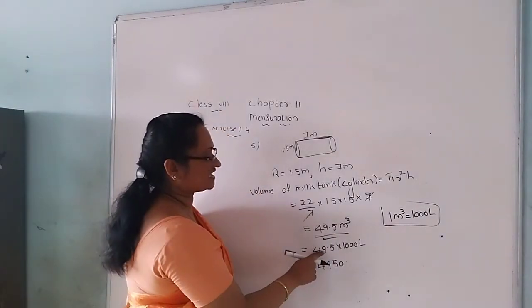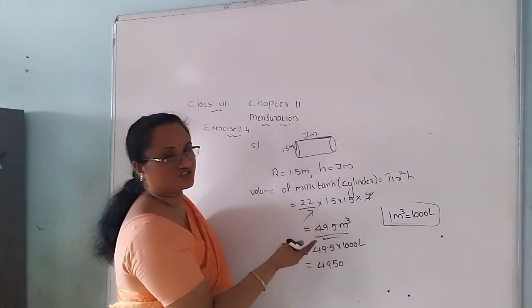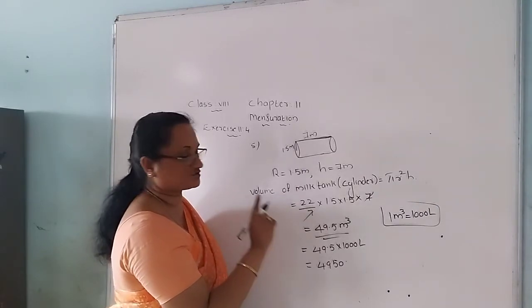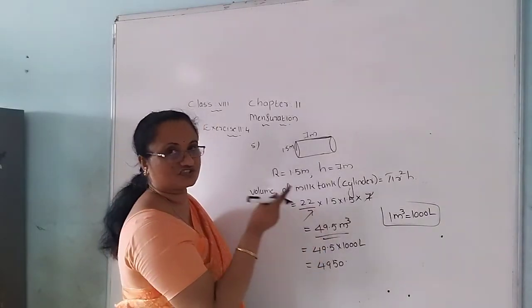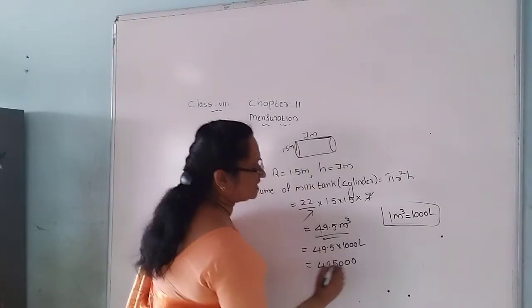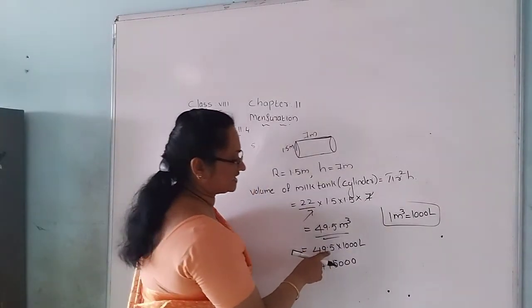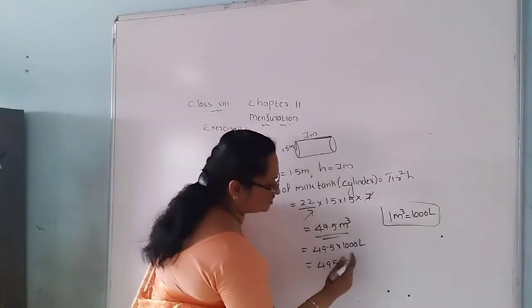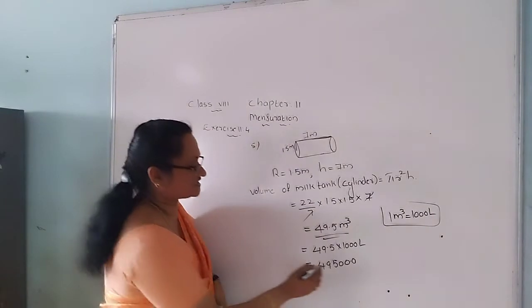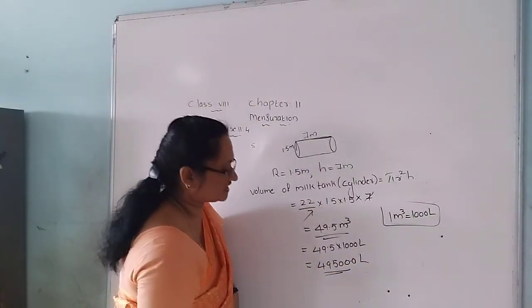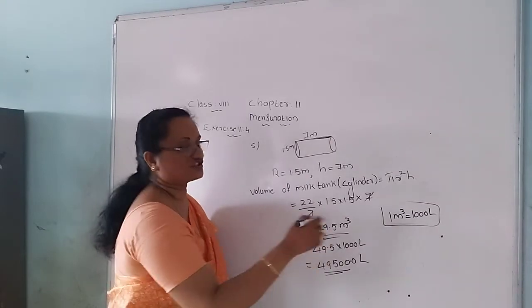Or otherwise, 495 is multiplied with 1000 means you take the numbers, and afterwards we put the decimal. Any number multiplied with 1000 means put the same number and on the right-hand side put 3 zeros. Then here, after the decimal point how many digits? 1 digit. That's why from right to left take 1 place. So the answer becomes how many liters? 49,500. The point after 0, leave it.